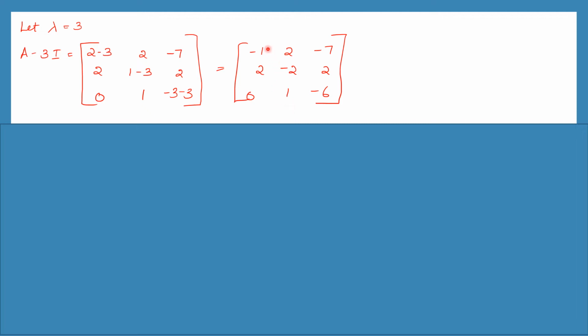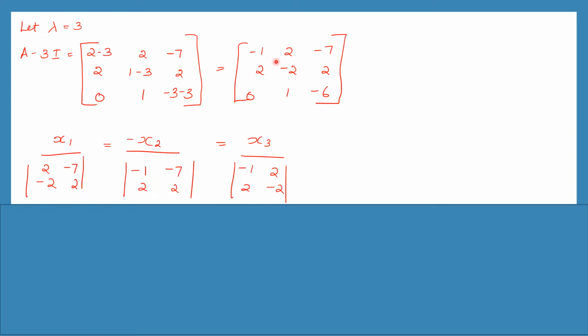For that, what we have to do is we have to either consider first two rows or the second row and third row. Here I am considering first two rows. So x1 by a determinant of 2 minus 7 minus 2, 2. Then equal to minus x2 by, this is the x2 coefficient, so minus 1 minus 7, 2, 2. Equal to x3 by, so this is the x3 coefficient, determinant of minus 1, 2, 2, minus 2. So we have different determinants in the denominator. Now we have to evaluate the denominator determinants.